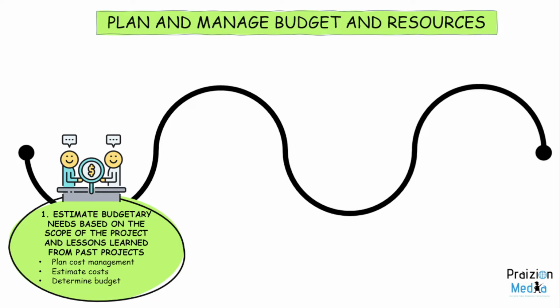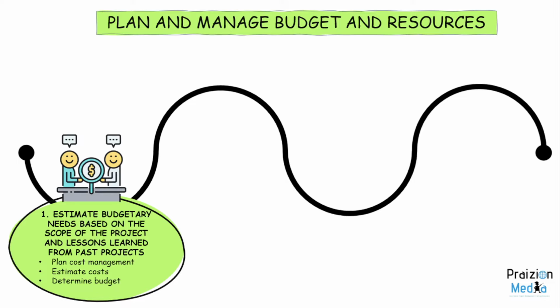Now, the words estimate and budget are not complementary, to be honest. Estimating refers to how much each task or each work package will cost, and budget refers to the final total amount of all of those task estimates added up. So it's very important that you understand the difference between estimating and budgeting.